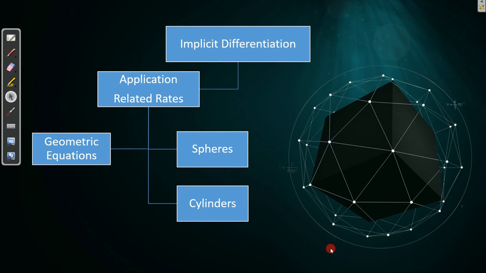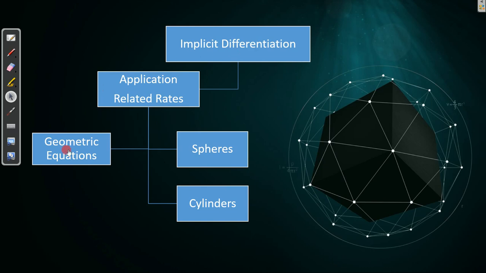We are going to keep taking a look at implicit differentiation. But now that we can do that skill, we want to try to apply it. So how do we apply this implicit differentiation? Well, it's this thing called related rates. And what we're going to do is take some geometric equations, so in this case spheres and cylinders, and apply implicit differentiation to them.